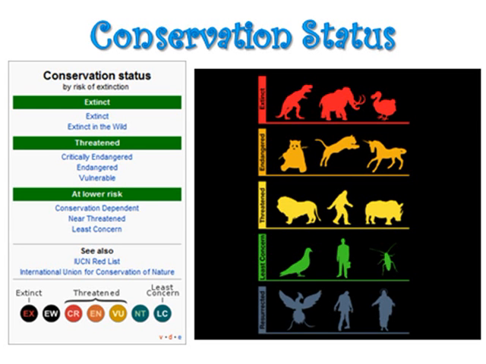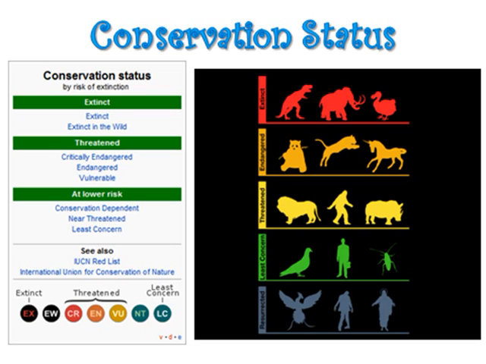The image that you see on the left here is something that shows up on the Wikipedia page of any animal species that you looked up. It shows the conservation status and lists all the levels. You have extinct, extinct in the wild, critically endangered, endangered, and vulnerable, and then you have conservation dependent, near threatened, and least concern.